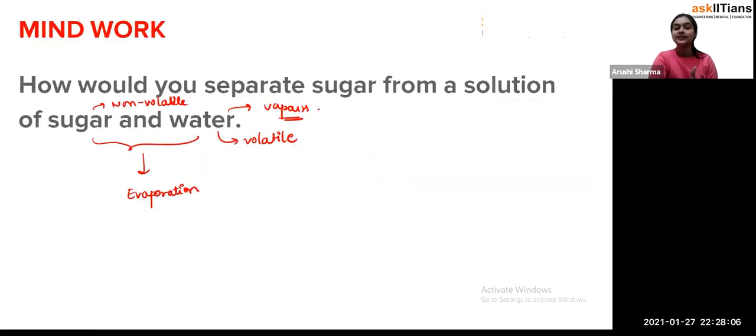So my dear students, till now we have discussed the separation of solid and solid, and separation of solid and liquid, and in the next session we'll see the separation of liquid and liquid. Okay, and I hope you get all of these points.